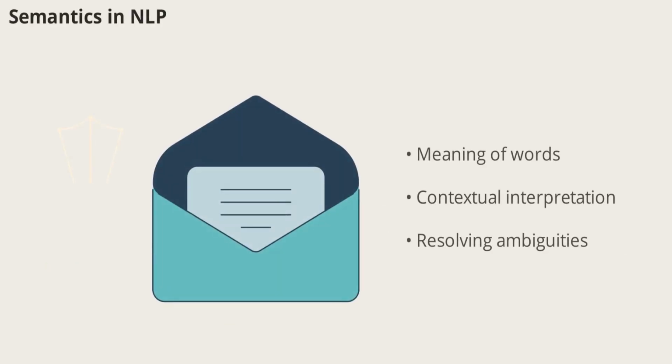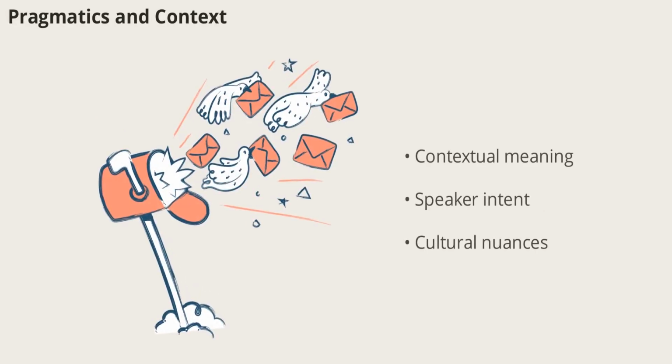Semantics is all about meaning. In NLP, semantic analysis helps computers understand what words and sentences actually mean beyond just their structure. This involves resolving ambiguities such as words with multiple meanings and interpreting phrases in context. Semantic analysis is crucial for tasks like question answering and information retrieval, where understanding the true intent behind words is key.